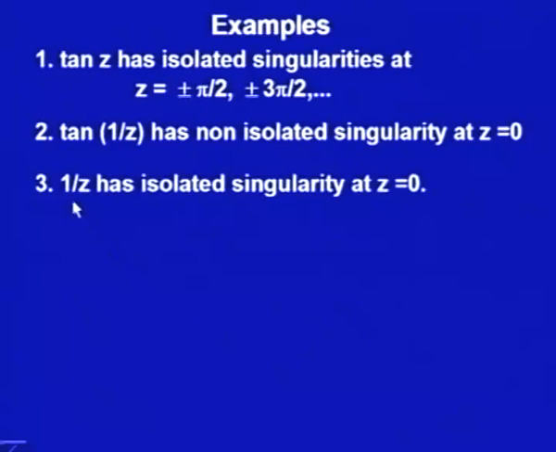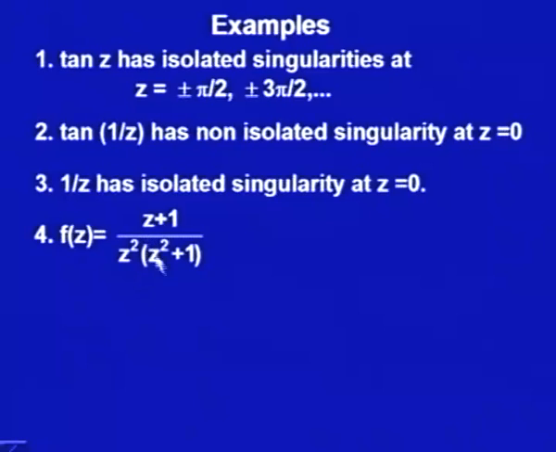Now 1 by z has an isolated singularity at z is equal to 0. 1 by z is a function which has a singularity at z is equal to 0. If I take any neighborhood of z equal to 0 for this function, we will find that the function 1 by z would be analytic in all of that neighborhood except at 0. So, 1 by z has an isolated singularity at z is equal to 0. These are simple examples.